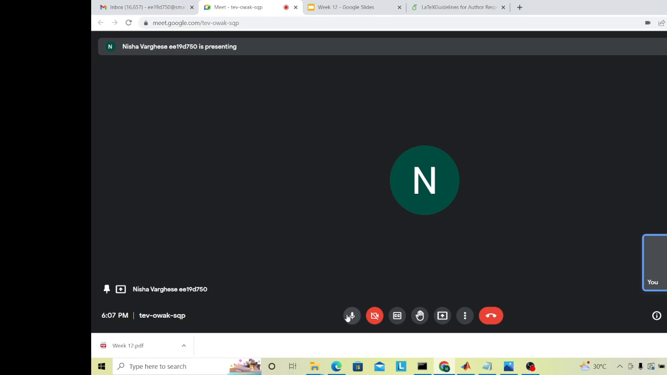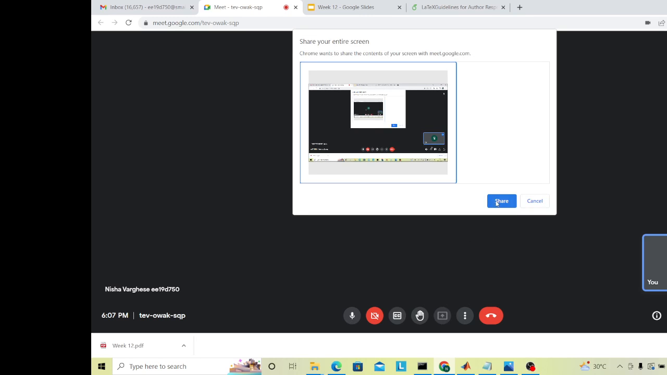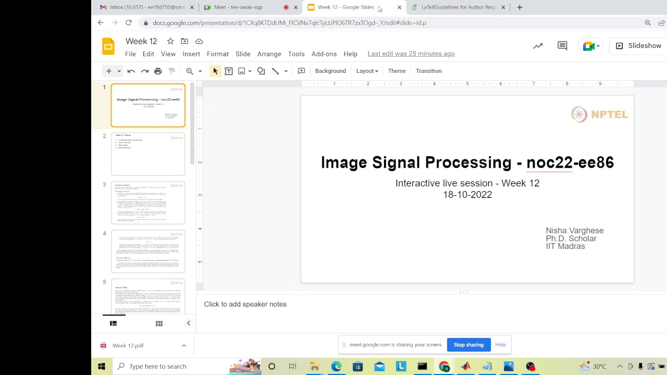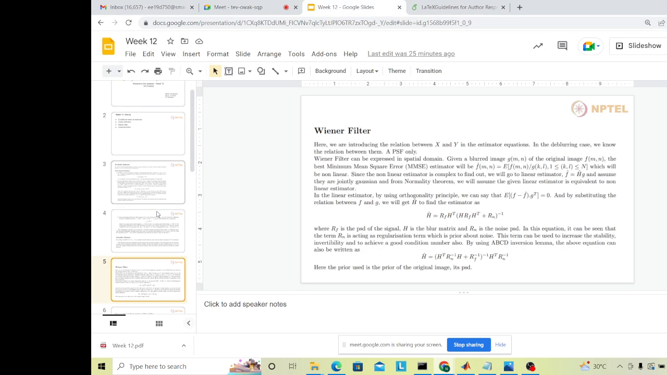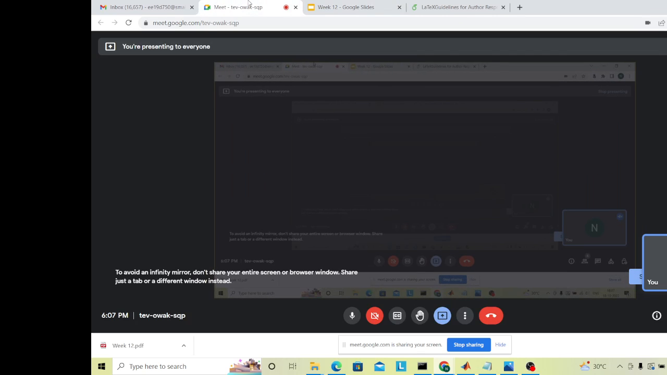Then comes the normality theorem. I think my connection from the tab is low, so I can't write anything.